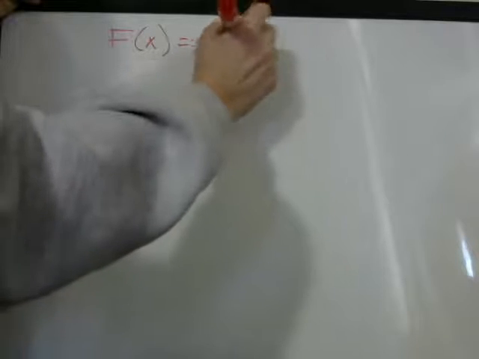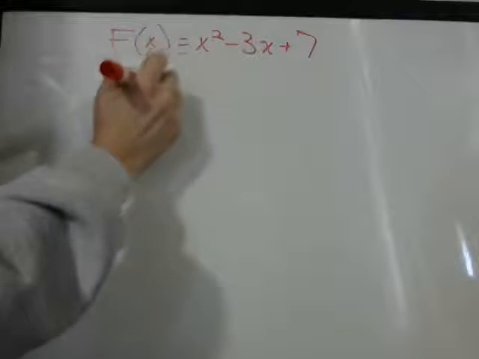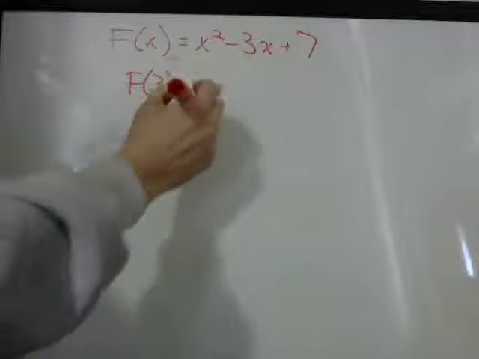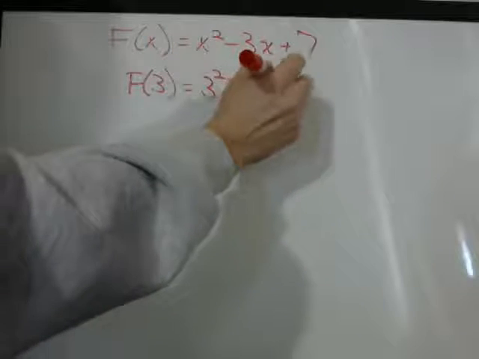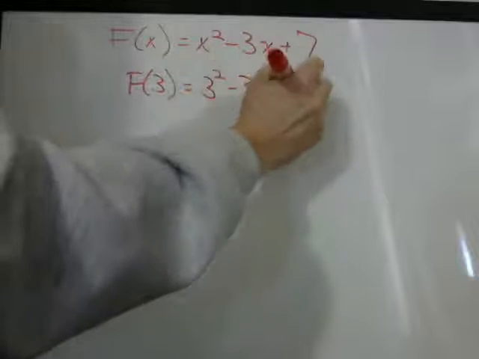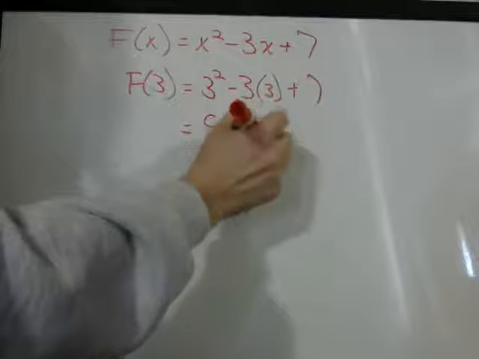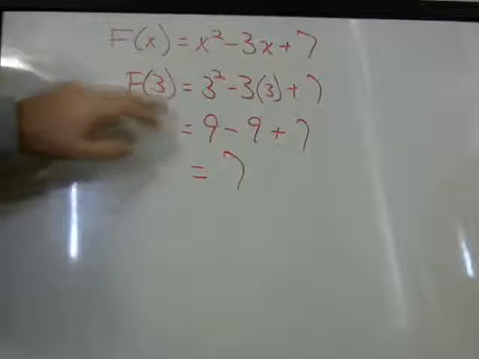The other way you might see this written, and for our purposes really makes no difference, is they might write it with a capital F equals x squared minus 3x plus 7. What is f of 3? So again, instead of an x, you're just going to put a 3 in every time you see an x. So instead of x squared, you're going to say 3 squared, minus 3 times, instead of x, 3. Because remember, 3x means 3 times x, plus 7. Then you just evaluate that. 3 squared is 9. 3 times 3 is 9, plus 7. 9 minus 9 plus 7 just equals 7. So the answer, what is f of 3? It's 7.